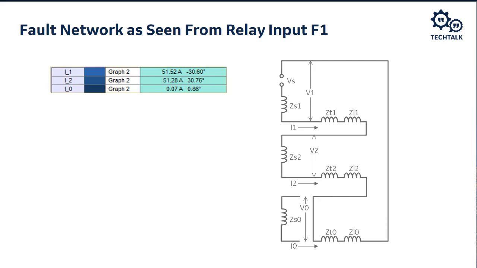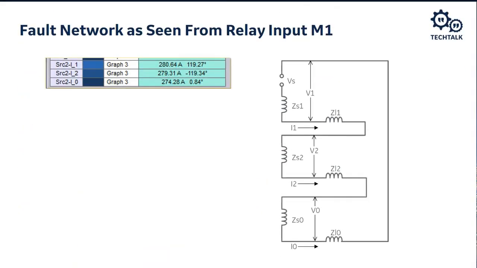Now let's look at this from the perspective of the other set of current inputs on M1. M1 is where our CTs are connected from our transformer secondary. And so that's going to be a different location. It's going to have a different look. And so what that's going to show is we expect our I0, our I2, and our I1 to all be equal. And that's exactly what we see, because the networks are all connected in series, as I show here.